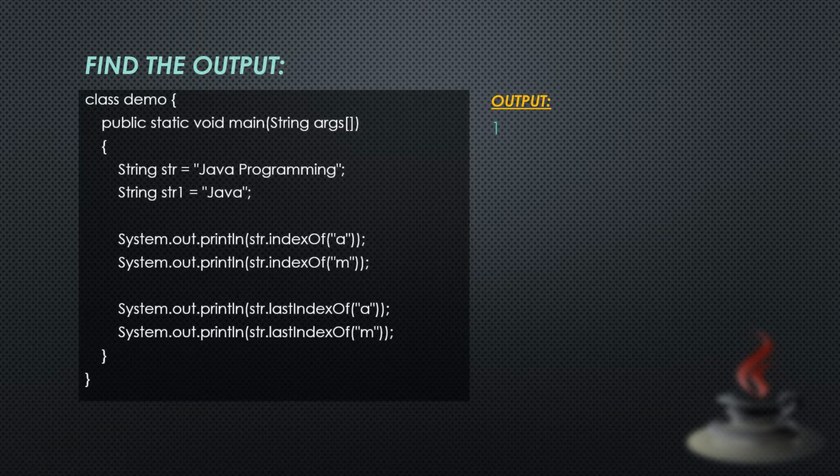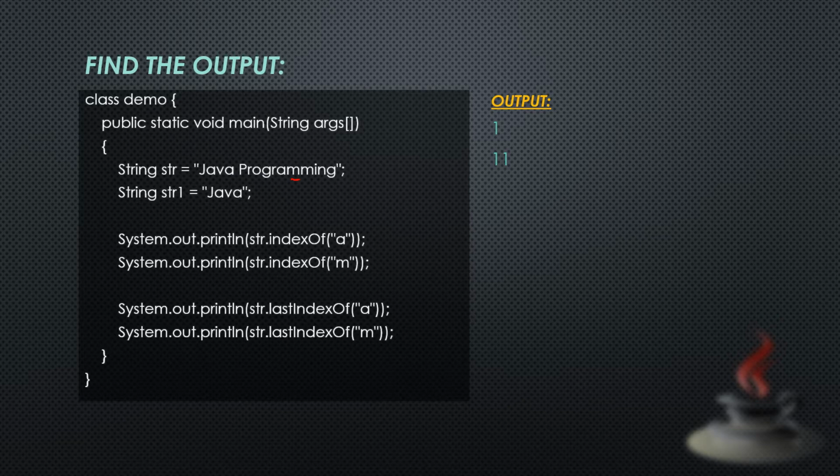In the next line, System.out.println of str.indexOf('m'). The first m encountered in "programming" is this one, right? So counting 0, 1, 2, 3, 4, 5, 6, 7, 8, 9, 10, sorry, 11. Why is it 11? Because there is a space, and that space has already taken an index. So it returns 11, that is the index of m.